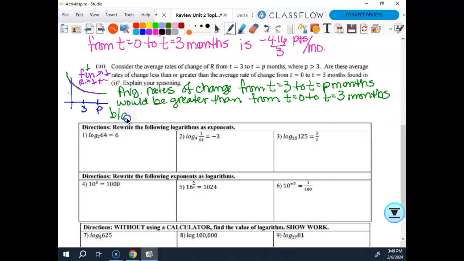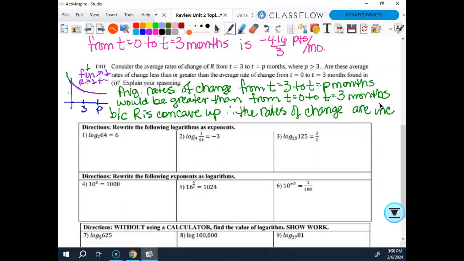because R is concave up, therefore the rates of change are increasing. Now, they're slowing down, but they're increasing because you have a negative number that's going to a positive number.